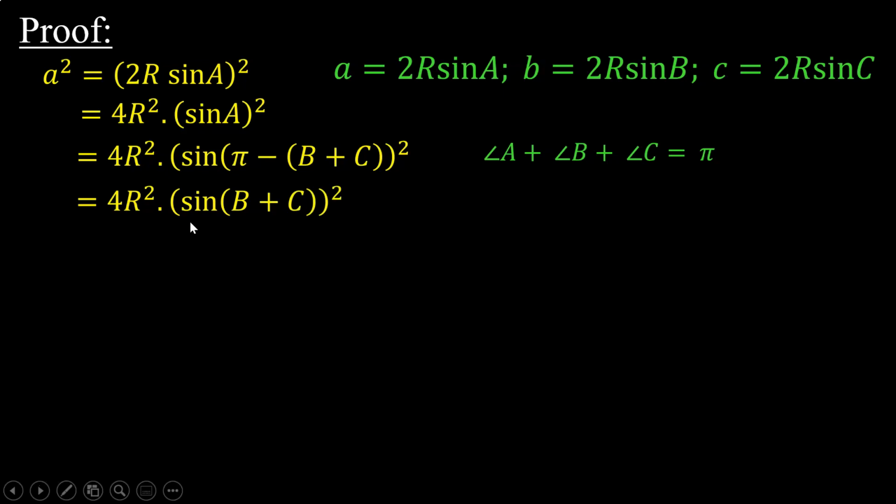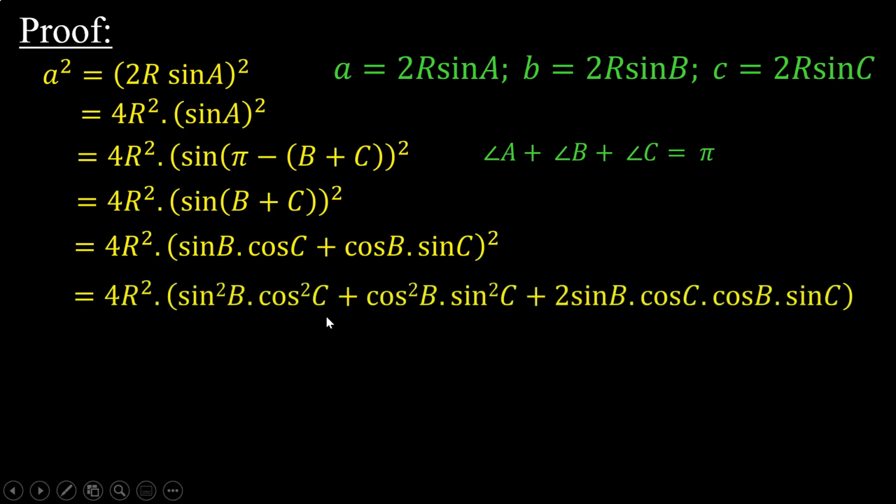Now using compound angle formulas, sine of (B plus C) is (sin B cos C plus cos B sin C) whole square. Now using the expansion for (x plus y) whole square, we have the square of the first term, square of the second term, plus 2 times the product of these two terms. In this, we are going to replace cos square C with 1 minus sin square C, and cos square B also we are going to convert in terms of sin square B, that is 1 minus sin square B.